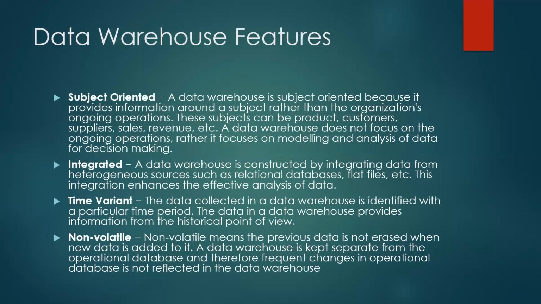Now I want to talk about the features. Earlier, in the previous slide, we spoke about 4 features: subject oriented, integrated, time variant, and non-volatile. What does each of these things mean? Subject oriented: a data warehouse is subject oriented because it provides information.